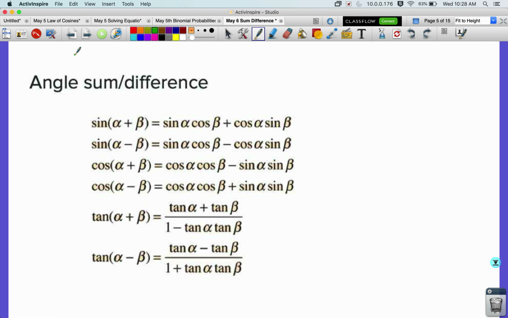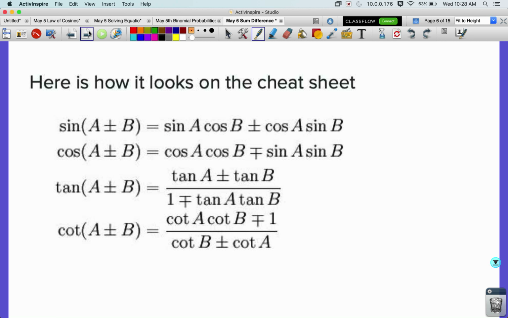All right, if you want to copy these down, you can pause it and copy these formulas down. Here's how it looks on the cheat sheet that I posted. They use a kind of interesting symbol here. So the sine of A plus B equals sine of A cosine B plus cosine A sine B. And then if it's a minus, this becomes a minus. But this symbol here means that if the plus or minus becomes a plus, the minus plus will become a minus. It means they take opposite signs.